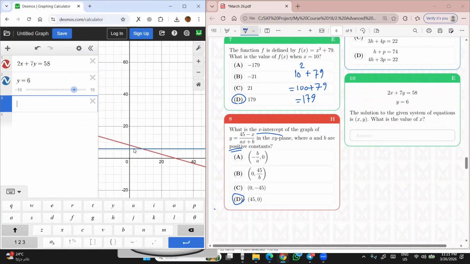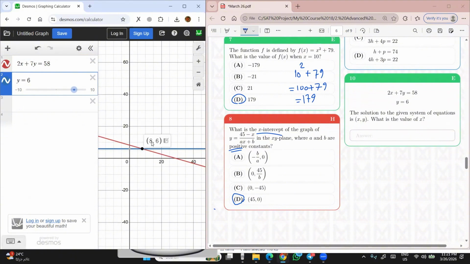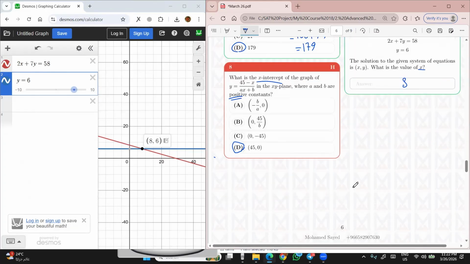And we just zoom in to find the solution. The solution is the point of intersection here, 8 and 6. But which one to take, 8 or 6? The question says find the value of x, which makes 8 the correct answer. So 8 is our answer for this question.